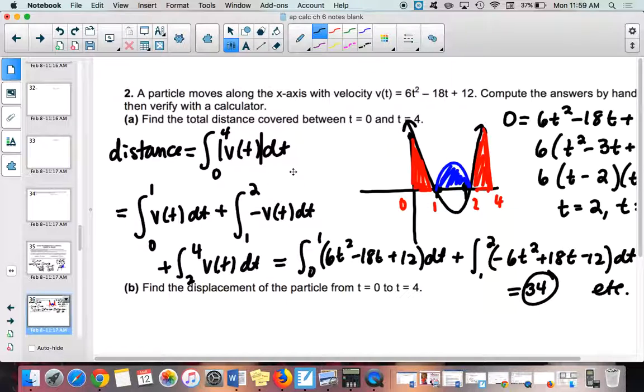So our next question, the displacement. Now displacement, there's no absolute value, right? We're going from 0 to 4, and we just have v of t dt. Is this number going to be more than 34, less than 34, and why? Less than 34. Why do you think less than? Because you're doing the negative velocity. Right, I'm going to have negative numbers that I'm adding in. Imagine these are all like rectangles. I now have rectangles that have a negative y value.